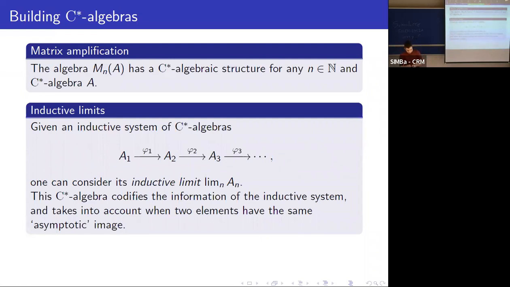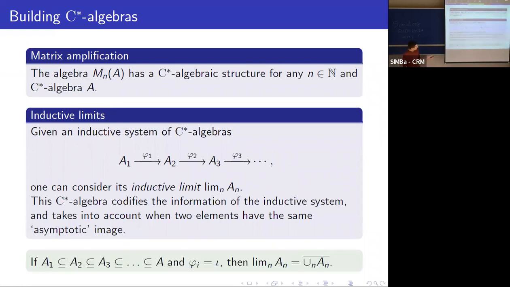Okay. In particular, the information that the inductive limit codifies is the asymptotic behavior of the algebras. So just to give you an example, if the C*-algebras are contained one inside the other, and you take the inclusion map, then the inductive limit is just the closure of the union of the C*-algebras. More generally, if the maps are not inclusions, because you want to take into account the asymptotic behavior of the points, what you do is this.